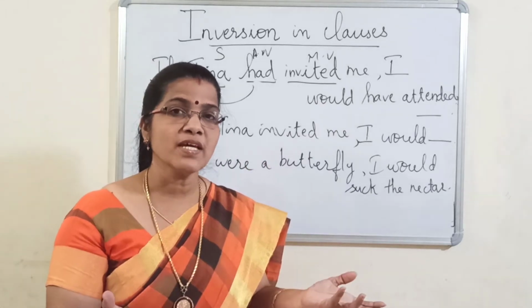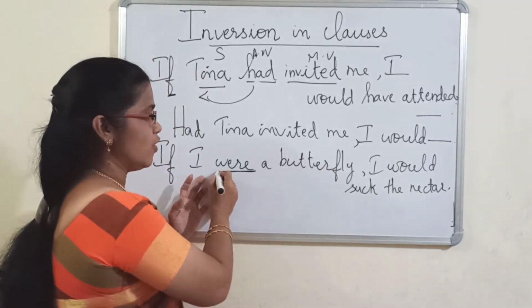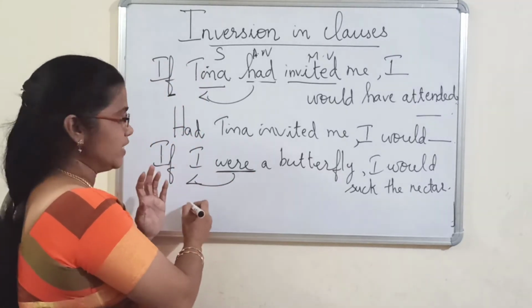And how can this be rewritten using inversion? I told you were is a verb form here, right? So you have to bring the verb first.